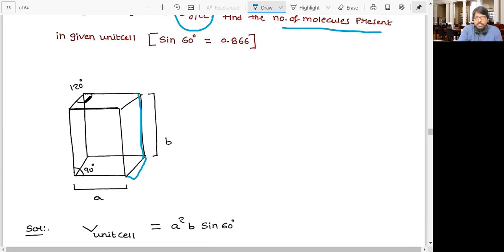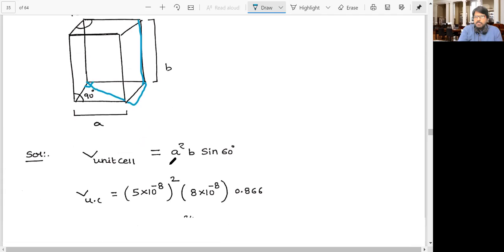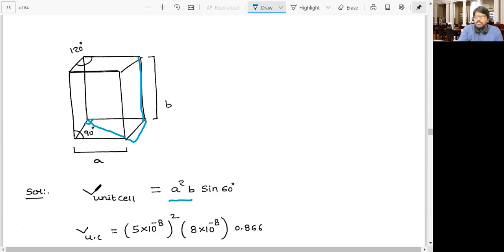Here he mentioned angle 120, and there are two equilateral triangles again. Base area into height, you will get the volume. So volume of this unit cell is equal to A square B sine 60. In the question he gave sine 60 also, right? And the volume of the unit cell.